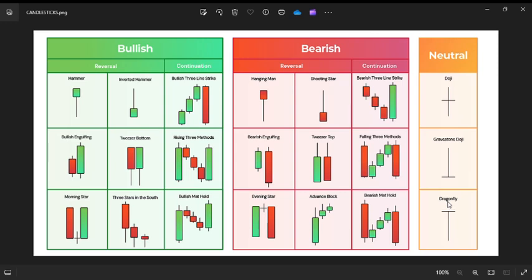So these are the types of candlesticks we have on the forex market. Try and master everything. Your understanding of candlestick formations is also part of your success rate in the forex market.